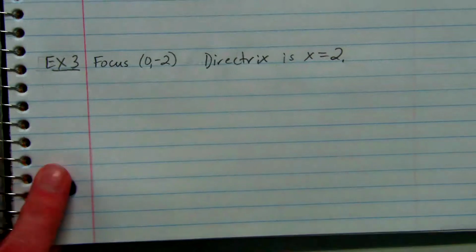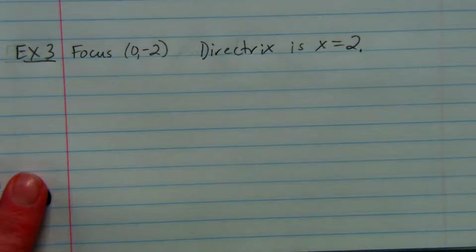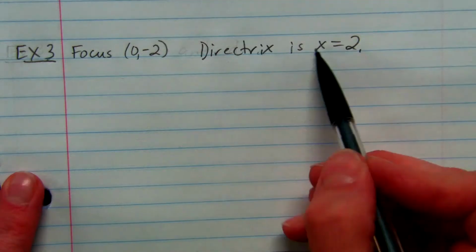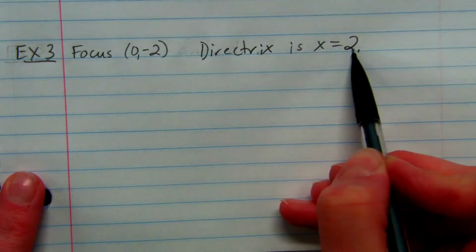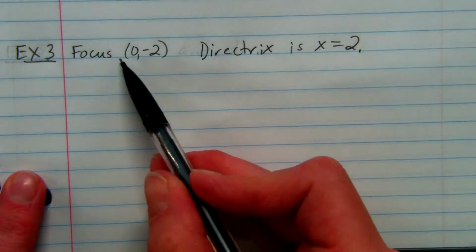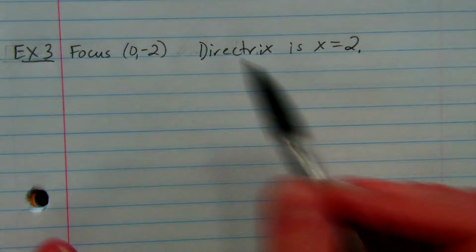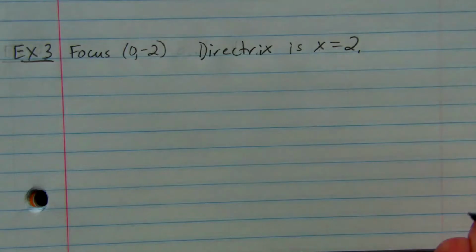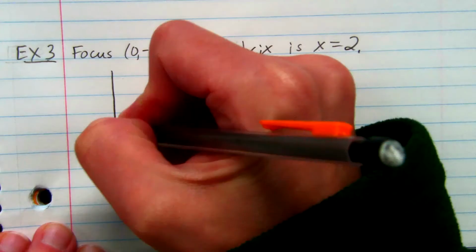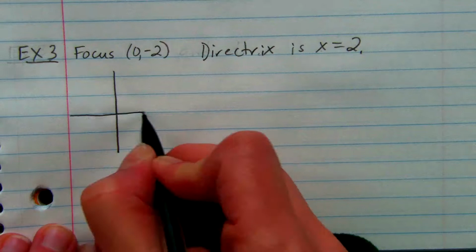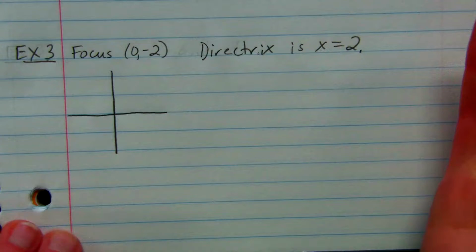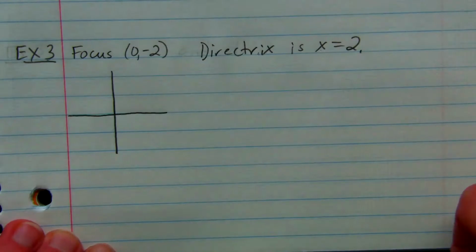So for example 3, our focus is (0, -2). The directrix is at x equals 2. So it's a little interesting. They're not giving us the vertex at all. But we know that the vertex goes between the focus and directrix, so we can figure it out. So rule of thumb, start with a graph. The graph, I swear, is going to make this easy. Some people can visualize this really well in their heads, but I recommend writing it down.